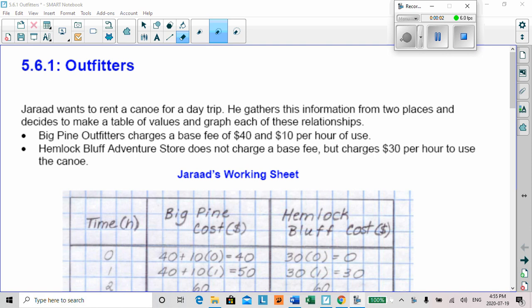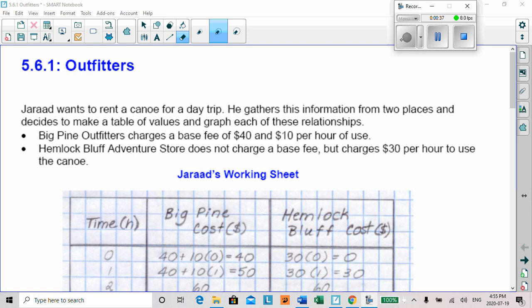Let's do an example. Gerard wants to rent a canoe for a day trip. He gathers information from 2 places and decides to make a table of values and graph each of these relationships. Big Pine Outfitters, the first company, charges a base fee of $40 and $10 per hour of use. So he has to pay $40 no matter what, and then for every hour he has to pay $10.